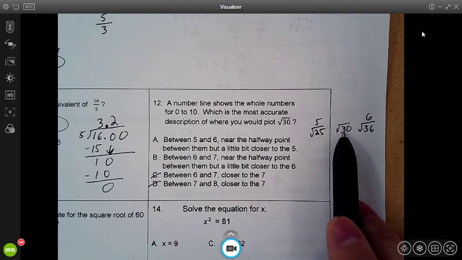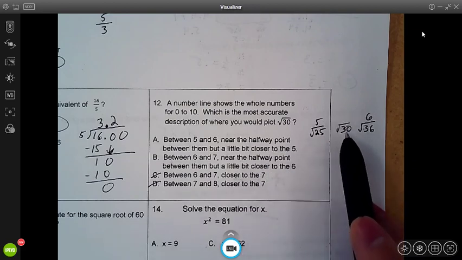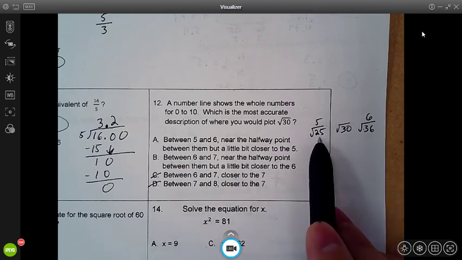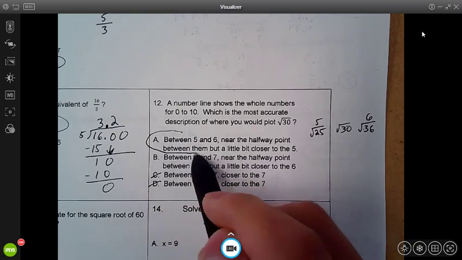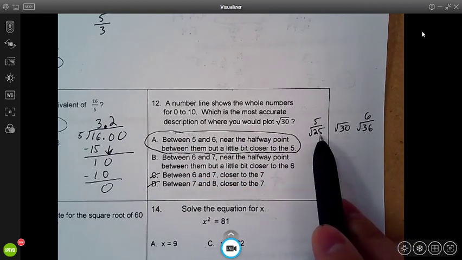So it's between 5 and 6. It's kind of halfway, so it's kind of in the middle. It's close to 5.5, okay? But it should be a little bit closer to the smaller number. It should be closer to the 5. Okay, so we're going to choose A. A little bit closer to the 5. Right? 30 is 5 away from 25. It's 6 away from 36.